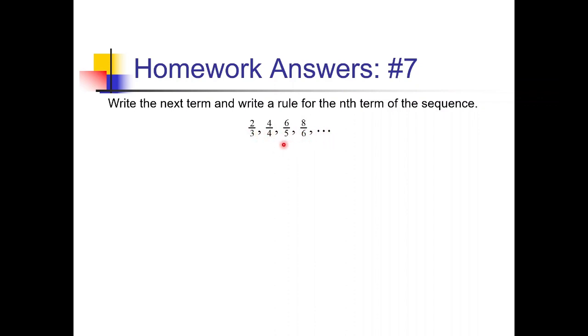my denominators. So again, 2 times 1 and 1 plus 2 gets me my first fraction. 2 times 2 and 2 plus 2 gets me the next one. 2 times 3 and 3 plus 2 gets me the next one. So to get the next term, I need to do 2 times 5 and 5 plus 2. So that ends up being 10 over 7. And then just for the rule, we've got 2 times n over n plus 2.